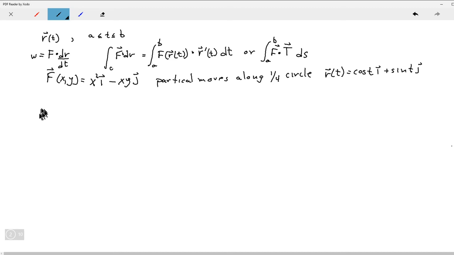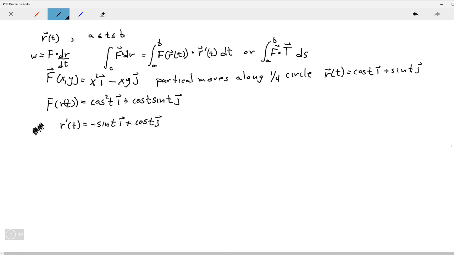All right. Then we can parameterize in terms of t, polar, right? R of t is already done. So f of r of t is going to end up being cosine squared t i plus cosine t sine t j. R prime of t is going to be minus sine t i plus cosine t j. And then we do f dot r prime, right?